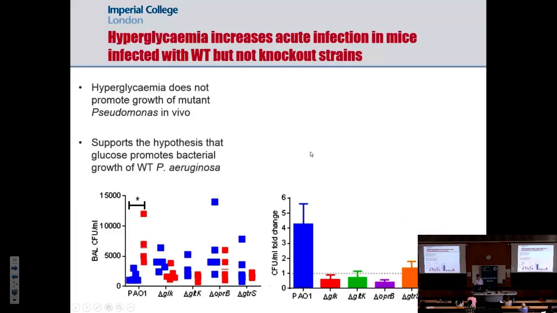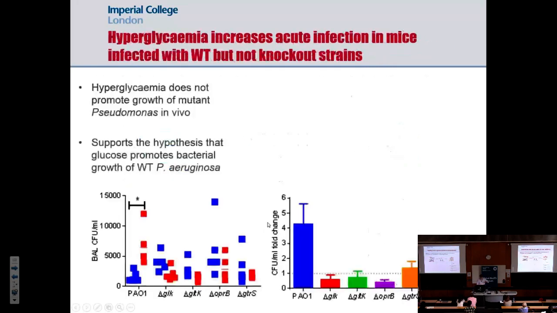And so the proof of the pudding was then to test it in our hypoglycemic mice. What we saw was that, again, if we put wild-type bacteria into wild-type or hypoglycemic mice, you get a significant increase of bacteria in the hypoglycemic mice. But the knockout bugs were not able to utilize this extra glucose, were not able, therefore, to grow and expand. So what we're seeing is that at least part of the increased bacterial load in this model of hypoglycemia is being driven by the ability of the bacteria to utilize glucose.